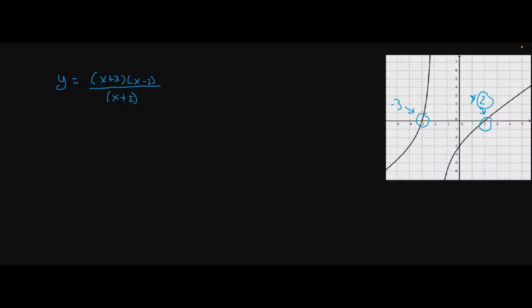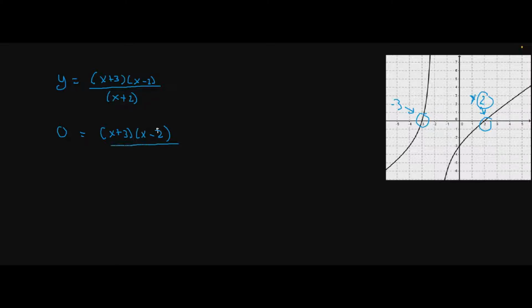Like before, if we want to find the x-intercepts of this rational function, we now have a polynomial expression on top divided by another polynomial expression. We want to find the x-intercepts. Well, the basic principle is the same: our y value is still 0. So we set it equal to 0.